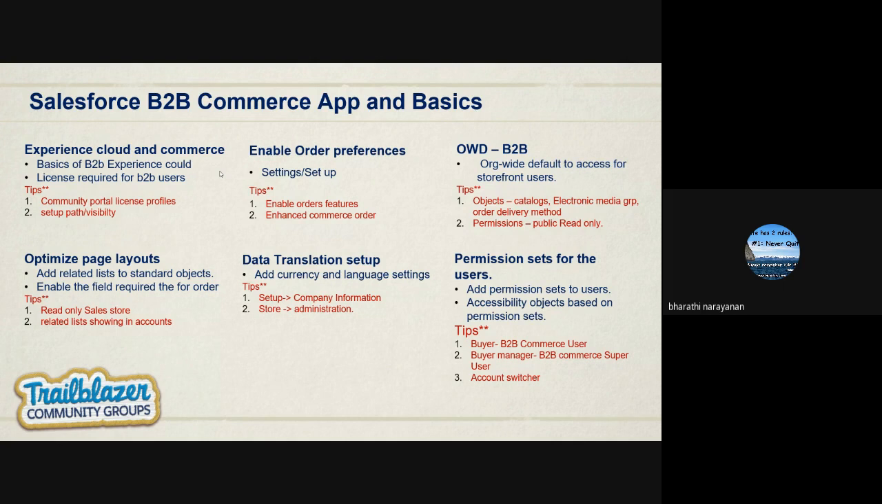The next one is enabling the order preference. Once you enable that commerce setup, you have some features like enabling orders, enhanced commerce orders, and enabling the optional price books. These features are available. You will make changes in the setup, and during the setup you will add it here. Then only can you proceed with it. So you have to know which order preferences you are enabling.